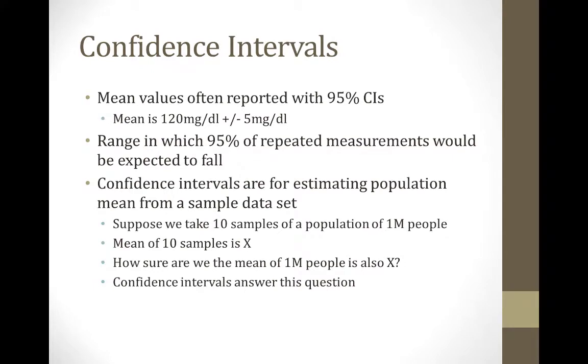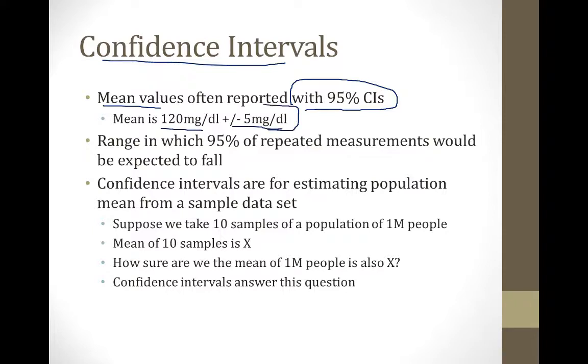The final measure of dispersion I want to discuss are the confidence intervals. When you read the scientific literature, you will see most mean values reported with something called 95% confidence intervals. For example, a study of diabetic patients might report that the mean blood glucose level was 120 plus or minus 5.